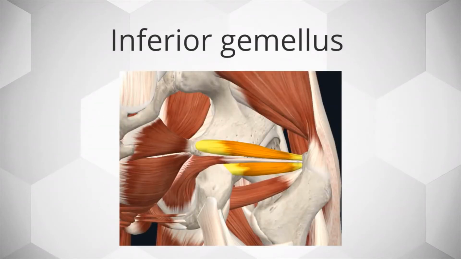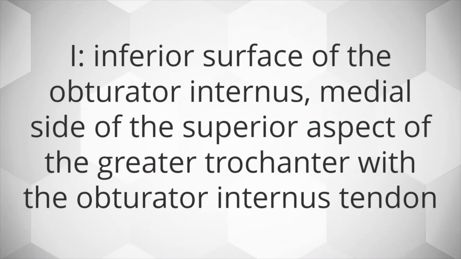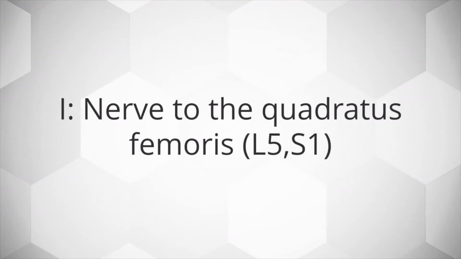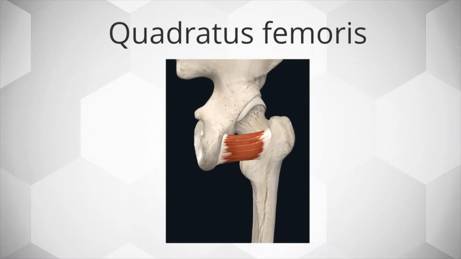The inferior gemellus. The origin is the upper aspect of the ischial tuberosity, and its insertion is the inferior surface of the obturator internus, the medial side of the superior aspect of the greater trochanter, along with the obturator internus tendon. Its action is to laterally rotate, extend, and abduct the femur at the hip joint, and it is innervated by the nerve to the obturator internus. The next muscle we're going to talk about is the quadratus femoris.